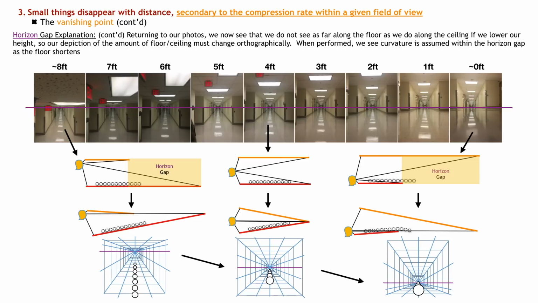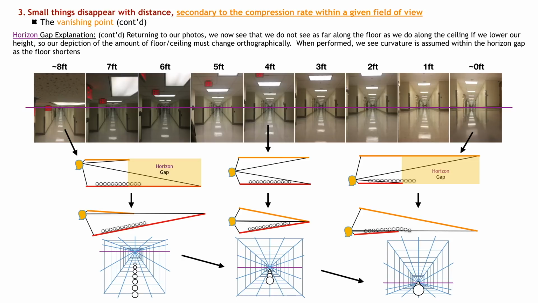So when performed, we see a curvature can be assumed within the horizon gap as the floor shortens. In other words, as those objects start to set within vision because they've gone further than that lower visual field extends, then one could conceivably say, I'm seeing things curve over a distance, but you're not. This is just you've encroached upon that lower visual field's limit of vision. And so I've kind of tried to diagram out for you. This is, again, just crude because it's very difficult to diagram this from a side view.